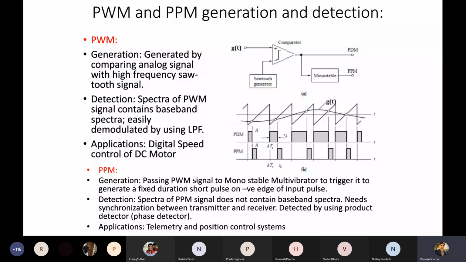Then a simple circuit for generation of pulse width modulation. You use a comparator along with sawtooth generator. Sawtooth signal, I hope you all have seen it. Yes, sawtooth signal.